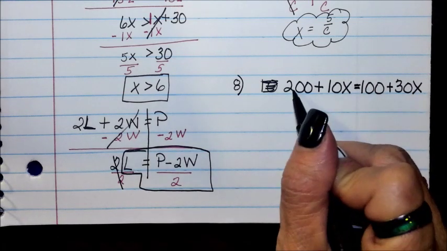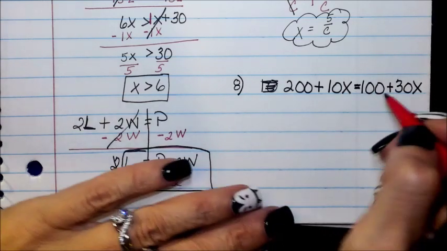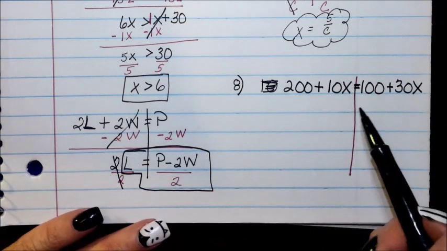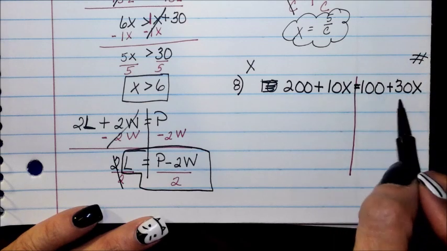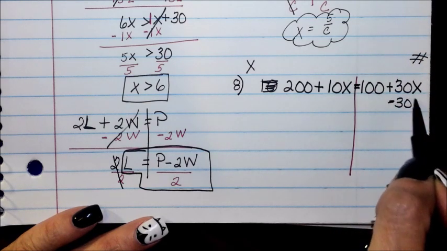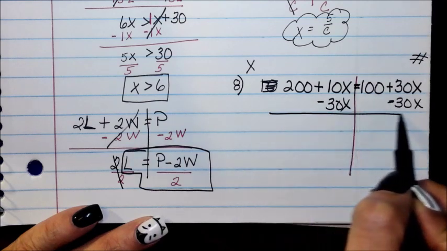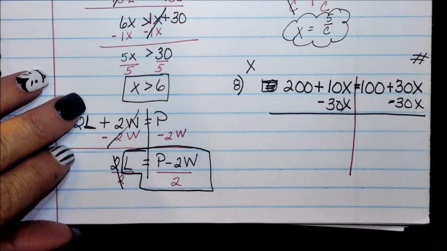So you set the 200 plus 10 times x equal to the 100 plus 30 times x. And you're just going to solve this, okay? I'm not going to work that one. I'm going to let you work it. This is your x side. This is your number side. So I would move the x over here. And then after I did that, I would subtract 200 from both sides and solve it. So pause your video so you can do that, and work that next one.